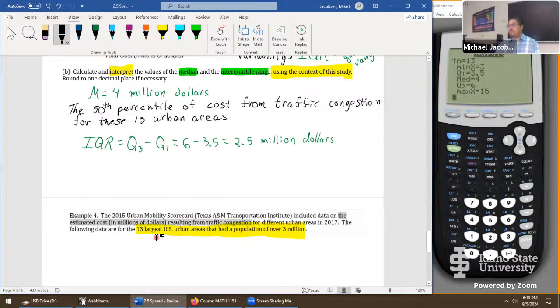And you're welcome to abbreviate. It's kind of expected that you will. So let's finish off this sentence. The 50th percentile from traffic congestion for these 13 urban areas is $4 million.